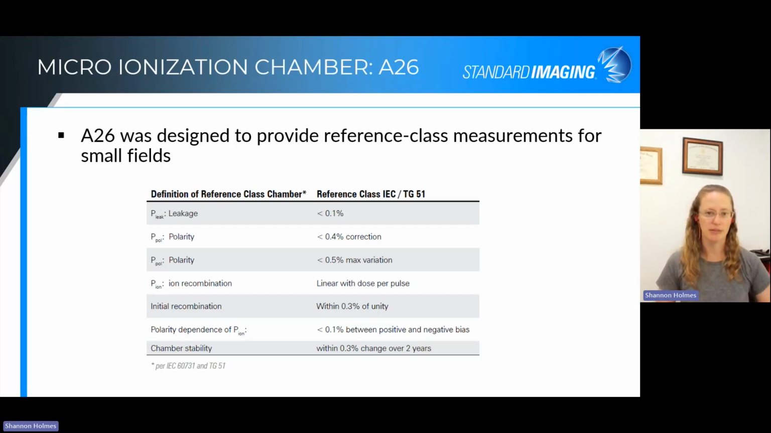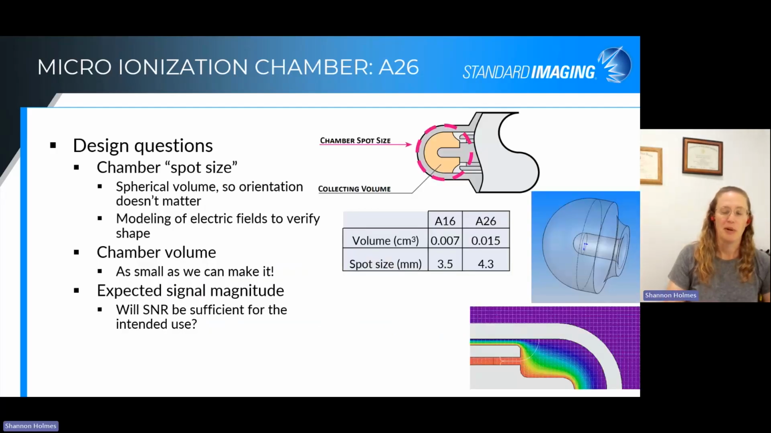So it was designed to provide these reference class measurements for small fields. When we were designing it, there are a couple of different things that we were looking at.